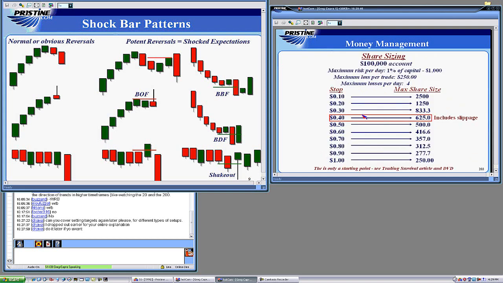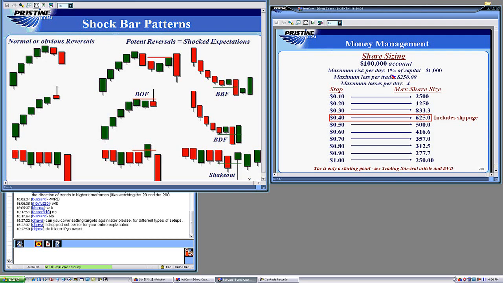Now, based on where your stop has to be, we need to calculate share size. This is something that you need to do prior to the trade, being aware of different size stops and how many shares you're going to trade based on that. Let's say you've got a $100,000 account. It's just some guidelines. You make adjustments for that. I'm not saying that you should risk 1% of your capital on any given day. But the idea is to say how much I'm willing to risk on any given day, whereas if I lose that amount of money, I'm going to stop trading.